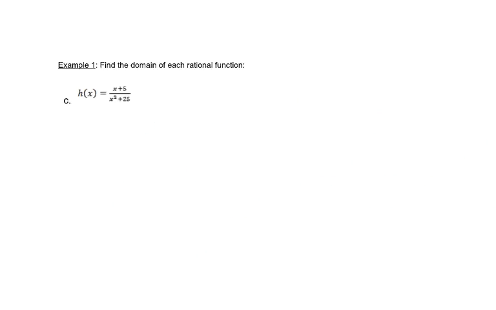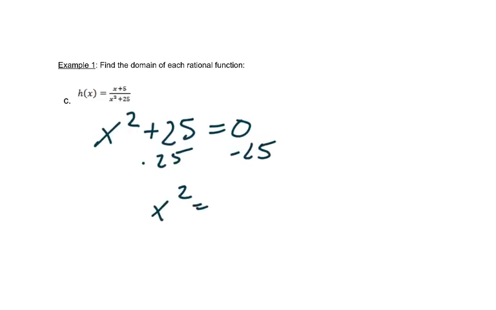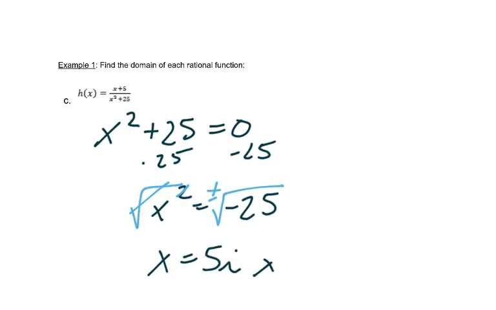So we'll do one more domain problem. Here we have x squared plus 25 equals 0. I can subtract 25 from both sides. So x squared equals negative 25. Take the positive and negative square root of both sides, and I get x is equal to 5i, and x is equal to negative 5i.